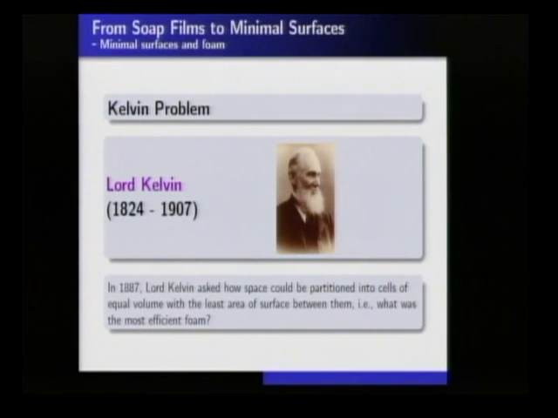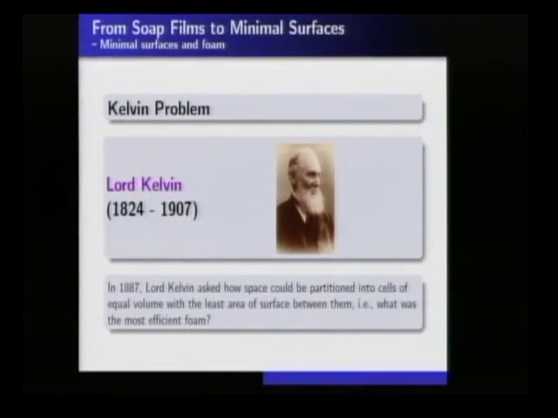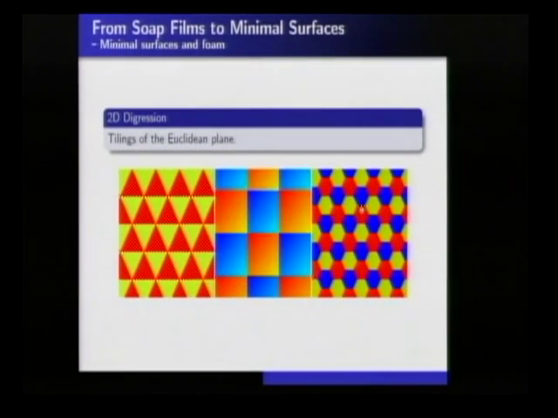So you try to divide space into little pieces, like the Schwarz P surface, into little solid regions. And you want to partition it into cells of equal volume with least area surface between them. Okay, so that's the question. How do you do that? It's easier to see in the plane. In the plane, we understand what the answer is. It turns out in 3-space, we do not know the answer to Kelvin's problem. It's still an unsolved question.